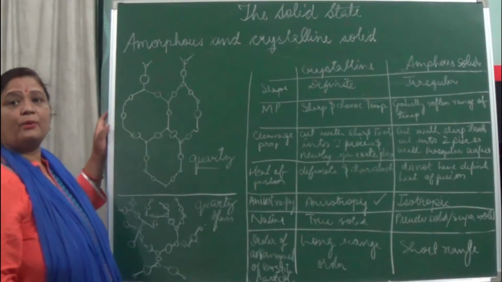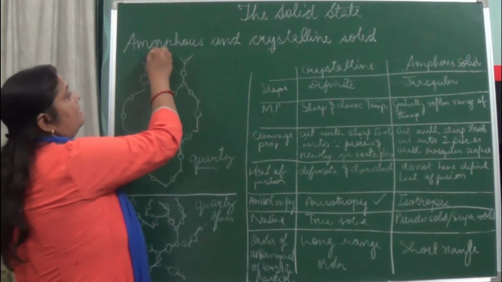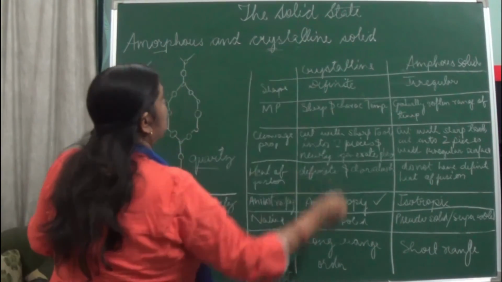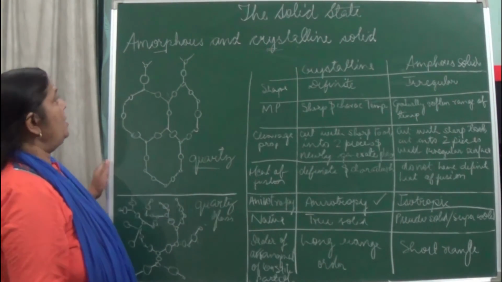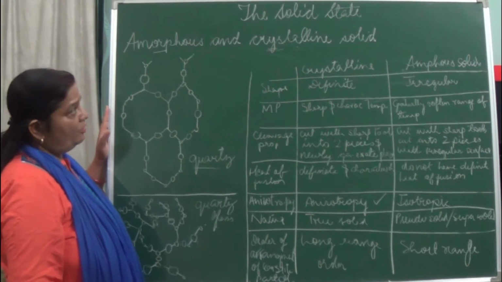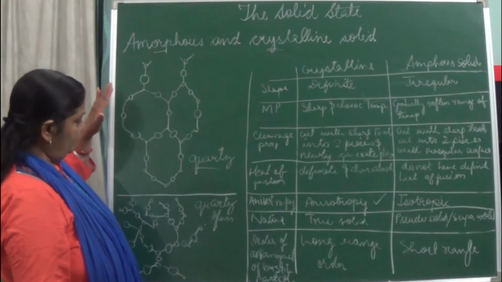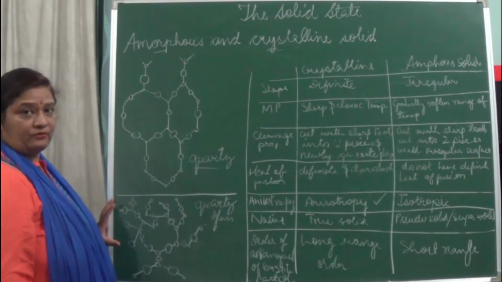Okay. Now we are going to study amorphous and crystalline solids. These are two types of solids which you have to study. Okay. So when we are talking about amorphous solid and crystalline solid, you can see over here I had made the diagram of its arrangement.